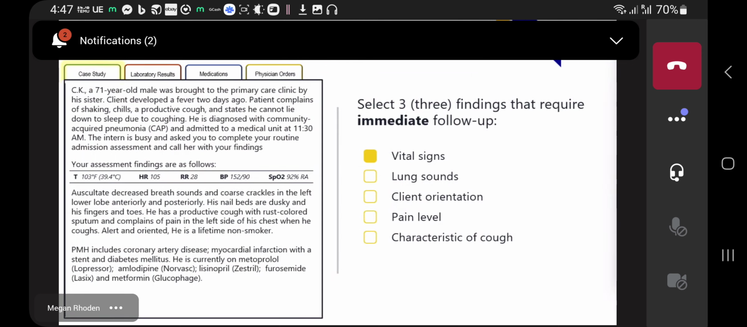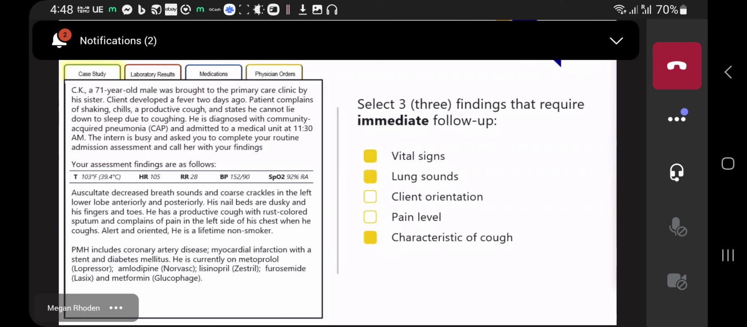Alrighty, guys. So coming back together, let me reveal the three that we should immediately follow up on. And for those of you who chose vital signs, lung sounds, and characteristics of a cough, you would indeed be correct. These vital signs indicate elevated temperature and respiratory rate, and O2 sats are abnormal. Lung sounds can help determine the severity of the pneumonia in worsening conditions. And the characteristic of a cough with thick sputum can definitely impair that airway. So these are the three we'd want to follow up on.